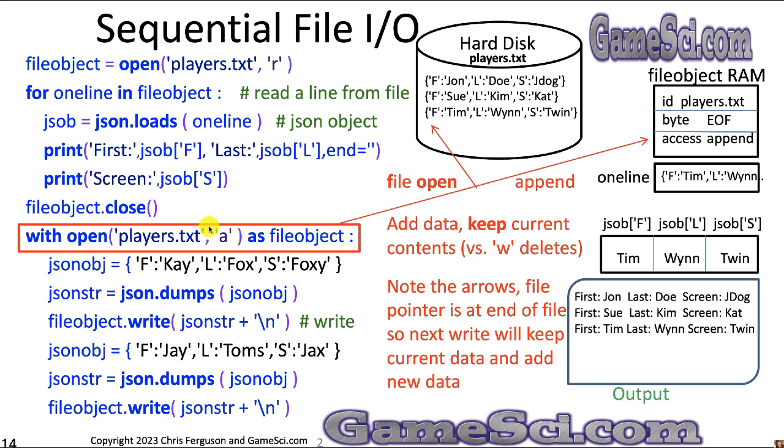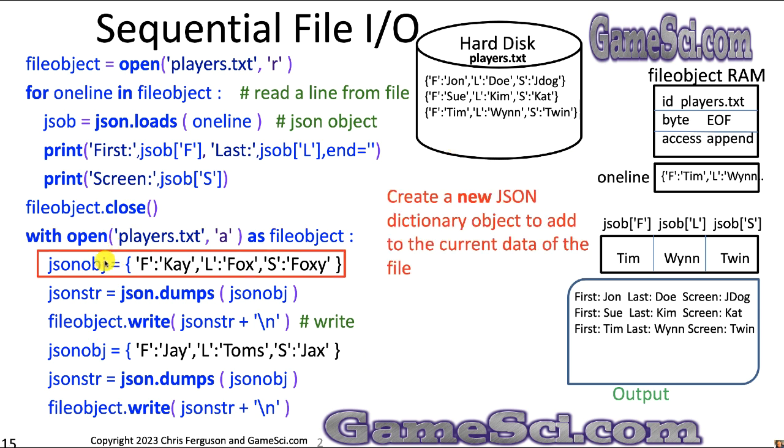The A here on the open is much safer than the W. Remember, if we put a W here, it wipes out all the data currently in the file. Append mode says jump to the end of the file right here and add new data to the file. If you look closely at the arrows, the file pointer is at the end of the file, so the next write will keep the current data and add new data to the file.